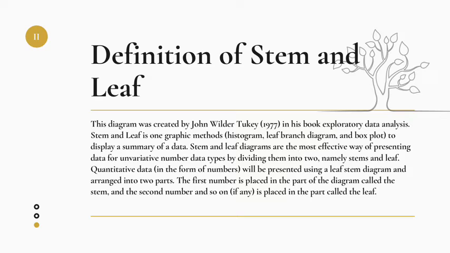Data types are presented by dividing them into two parts, namely stem and leaves. Quantitative data in the form of numbers will be presented using a stem and leaf diagram and arranged into two parts. The first number is placed in the part of the diagram called the stem, and the second number, and so on, if any, is placed in the part called the leaf.